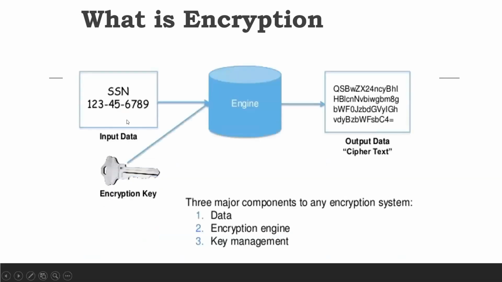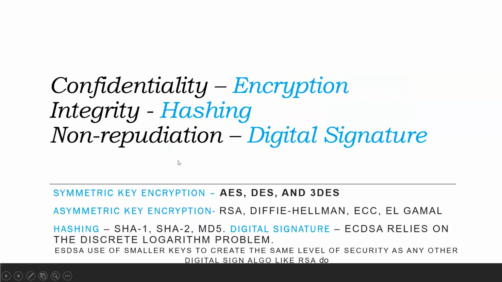So we have seen that there is some input data and output data. It was readable, it was not readable. There is one engine, there is a key, and those are the main components: data, engine, and key. Any cryptography algorithm associated with encryption has these three main components. And we have seen this in the very starting days. What does encryption help with? Encryption helps with confidentiality.